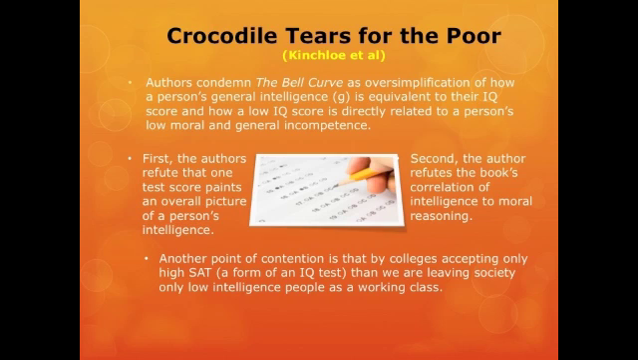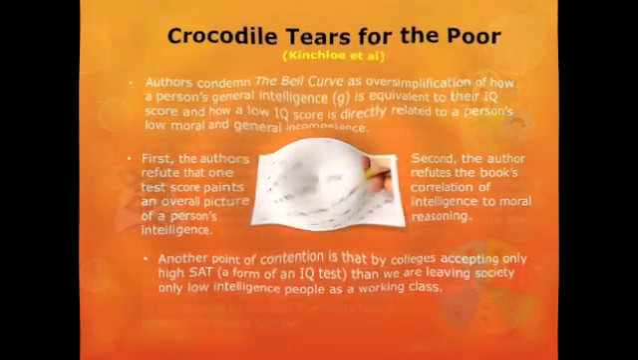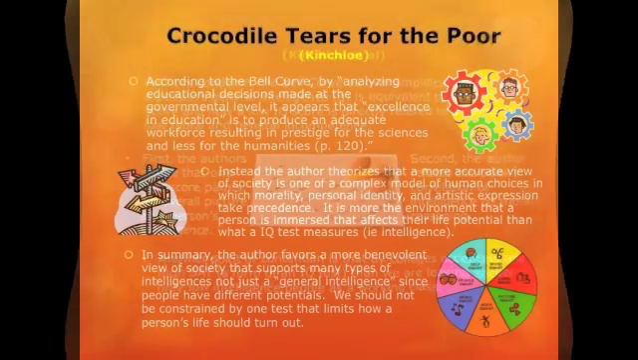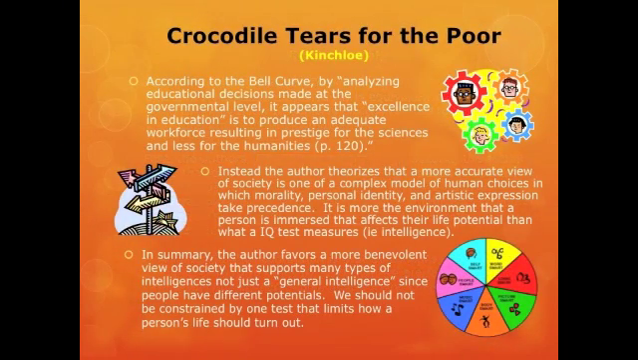Additionally, just because someone tests with a low IQ, they are not necessarily predestined to have socially unacceptable behavior or to be accident prone. Some favor a more benevolent view of society that supports many types of intelligences, not just a general intelligence, since people have different potentials. Think of all the symphonies Beethoven would not have written had he been institutionalized when he turned deaf. We should not be constrained by one test that limits how a person's life should turn out.